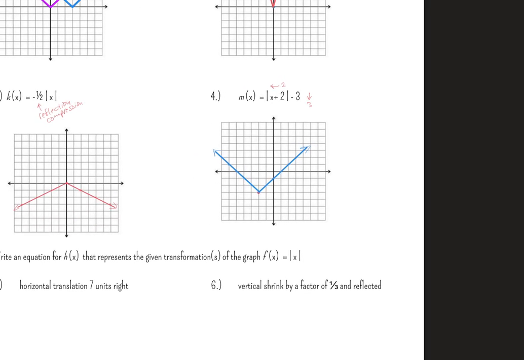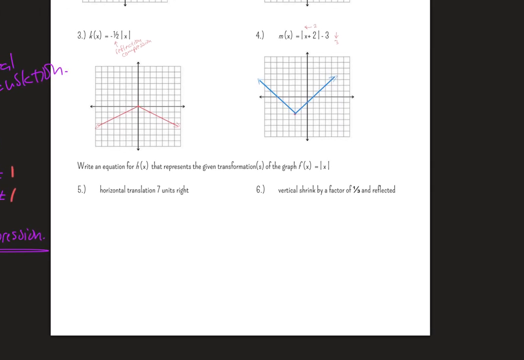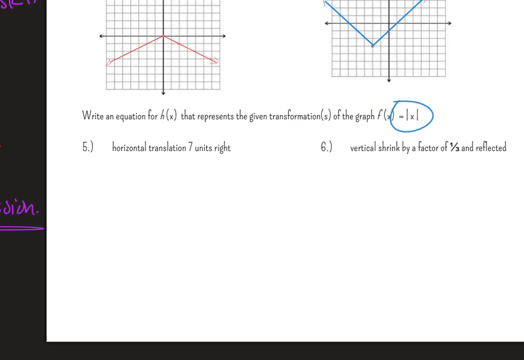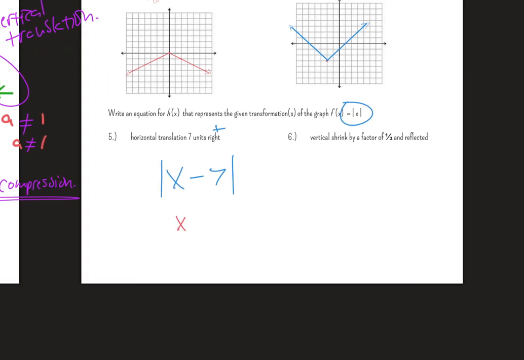All right, write an equation for h of x that represents the given transformations of our regular old parent function. Horizontal translation, 7 units right. So right is positive, but we actually end up doing negative. Why is that? I've said it a handful of times. We usually write it x minus h, right? So if you were to move it to the right 7, that would be positive 7. And a positive 7, when it goes in here, will look negative.